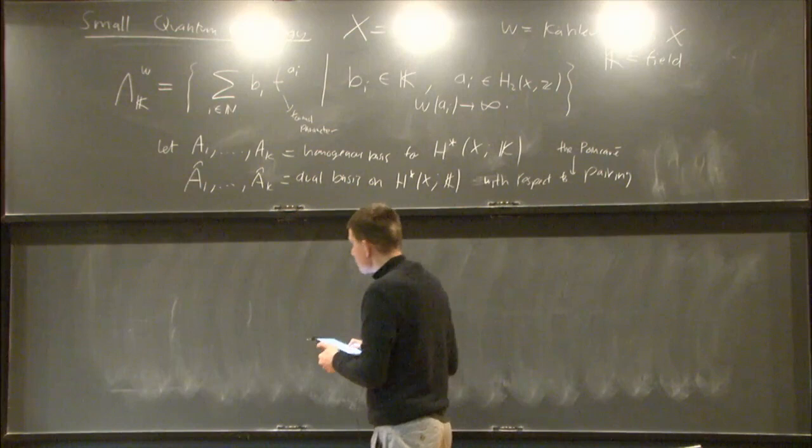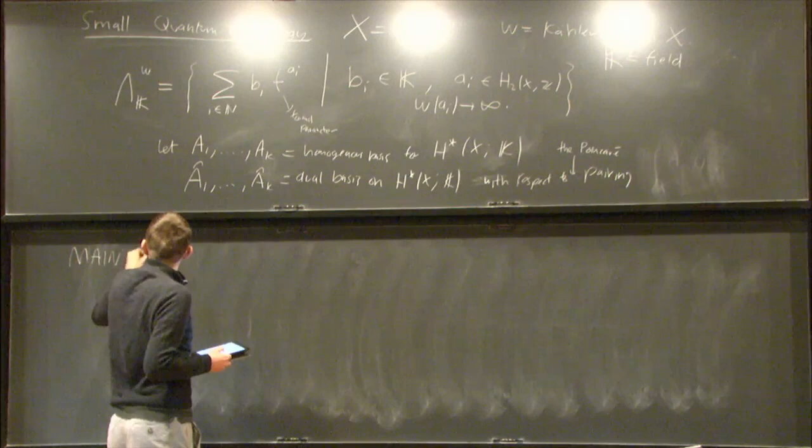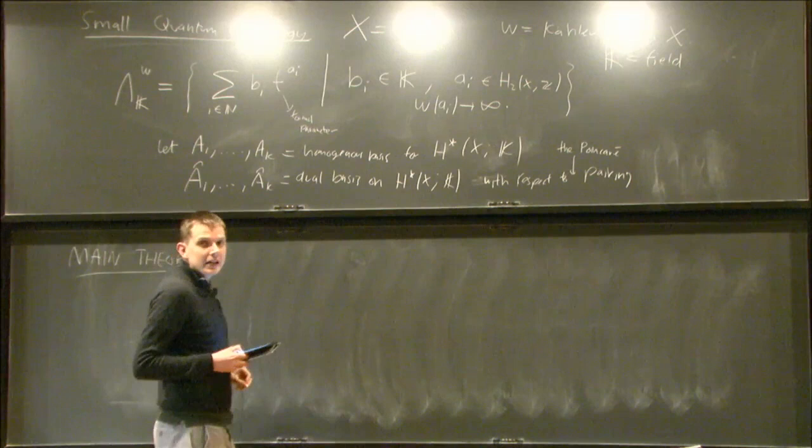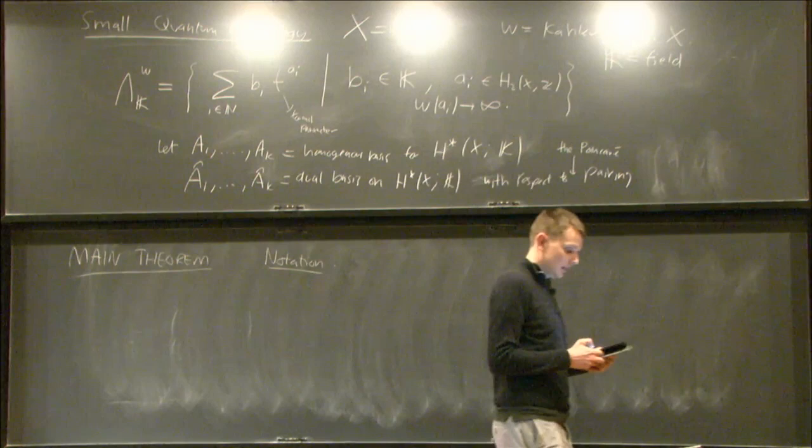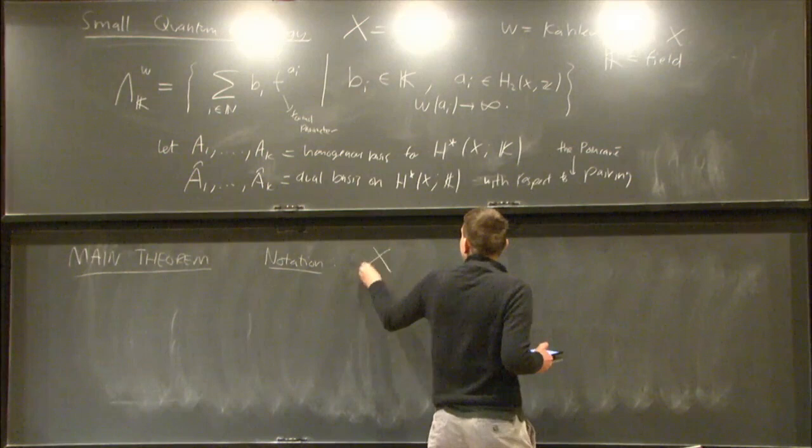Okay, so now I want to go to the main theorem. Before I state the main theorem, I just need to introduce some notation. So X and X hat are birational Calabi-Yaus.